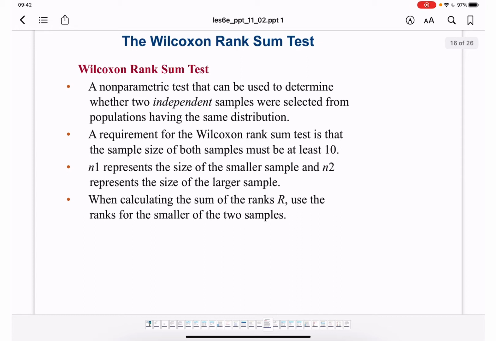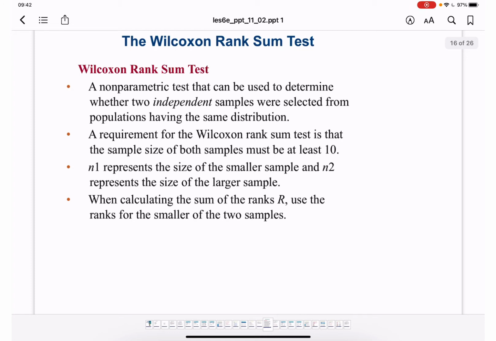To refresh your memory, we use a non-parametric test when we don't have requirements and we don't know what kind of population it is. It's not a normal distribution. Then we can use a non-parametric test, and it can be used to determine whether two independent samples were selected from populations having the same distribution.